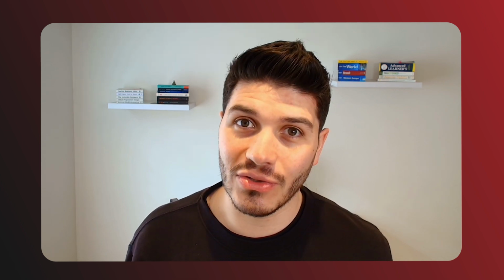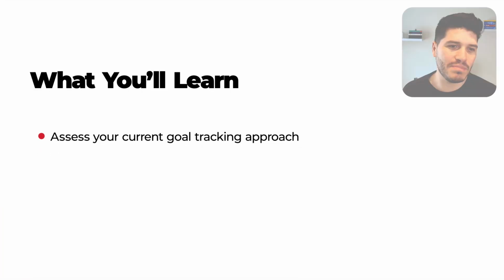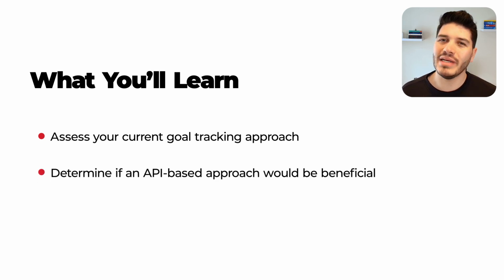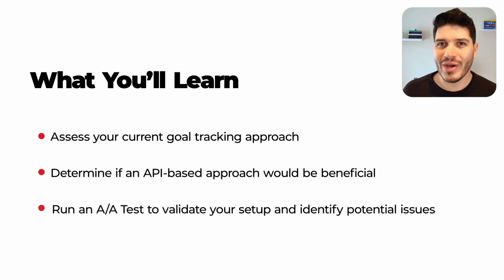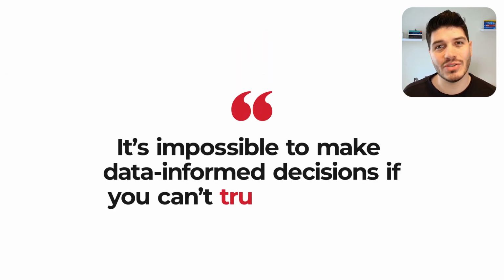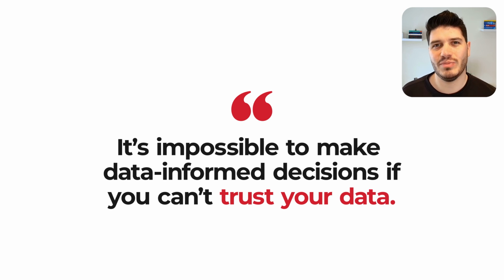In this lesson, I'll show you how to set up and audit your goal tracking to ensure trustworthy test results. You'll learn how to do this by assessing your current goal tracking approach, determining if an API-based approach would be beneficial for your business, and by running an AA test to validate your setup and identify potential issues. It's impossible to make data-informed decisions if you can't trust your data in the first place.